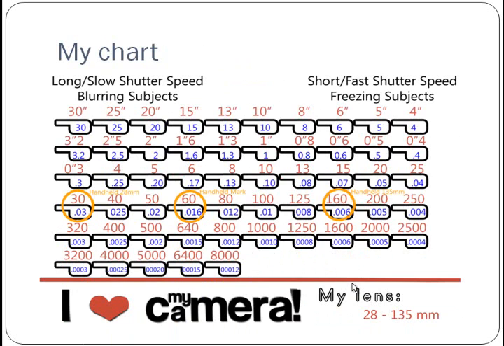Here is my chart. I have my camera lens down here, 28 to 135 millimeter, and these are all the shutter speeds I can get. Isn't that amazing? But let's observe some of these. In general, the long or slow shutter speeds are on the left. Those are the ones for blurring subjects. And in general, the short, fast shutter speeds, ones for freezing subjects, are on the right.